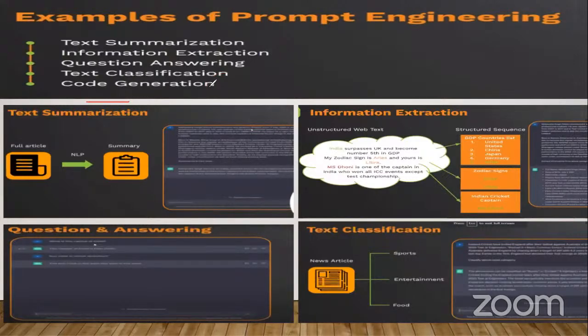Let it be creation of any code or any text classification. You can give an entire full article, and it will be able to give you a summary of the article. Or, in this case, I have written to ChatGPT, MS Dhoni is one of the captains in India who won all the ICC events except the Test Championship. So it will be able to understand even from unstructured data. I'm going to give this kind of text, and it will be able to give us structured data in this way, like Indian captain, related to cricket.